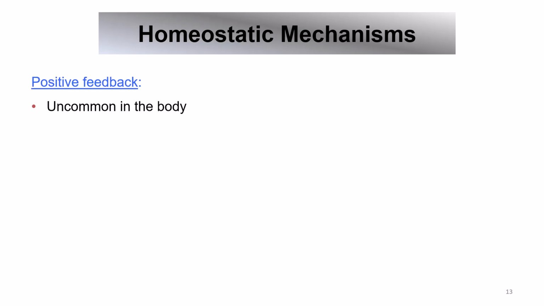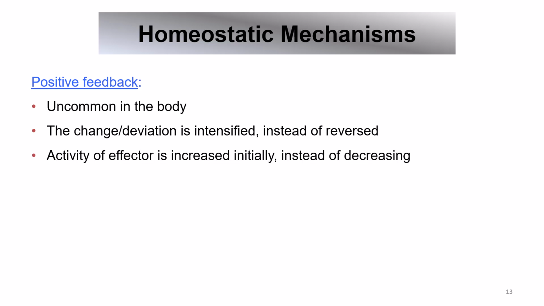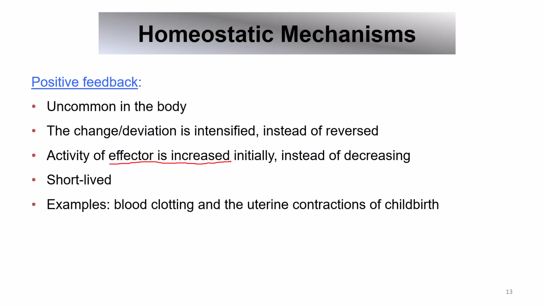The other type of homeostasis, positive feedback. Now this is more uncommon in the body, and this gets a little bit confusing. Let me explain it here. So here, the change is intensified instead of reversed. The activity of the effector is increased instead of decreasing. This is short-lived. So here, let me talk about the two examples of positive feedback. So hopefully this will make more sense.